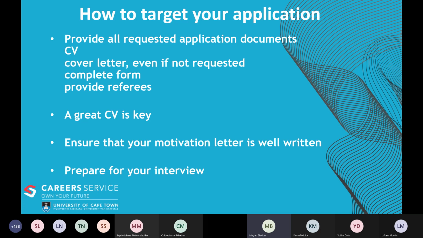So the key to getting noticed would be having a great CV. And we'll spend a little bit of time on this now. Obviously, your motivation letter has to be well written, and we'll delve into what it actually means, a well-written motivation letter or cover letter. And then also, more importantly, when you are shortlisted, you need to know how to prepare properly for your interview.